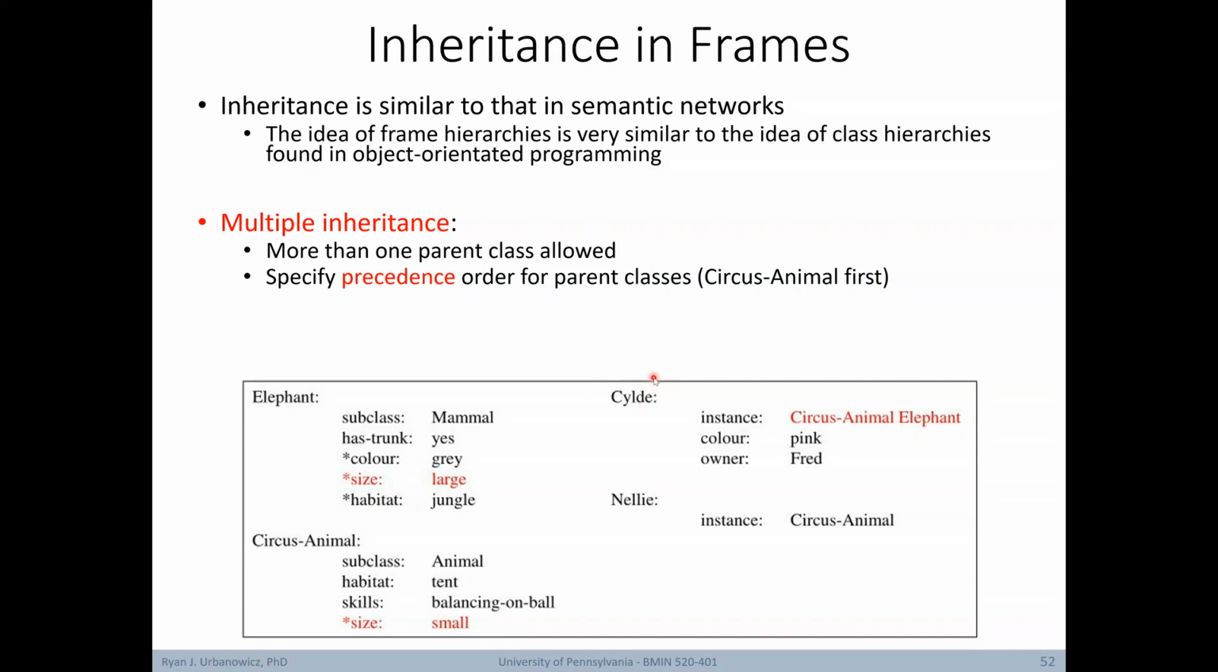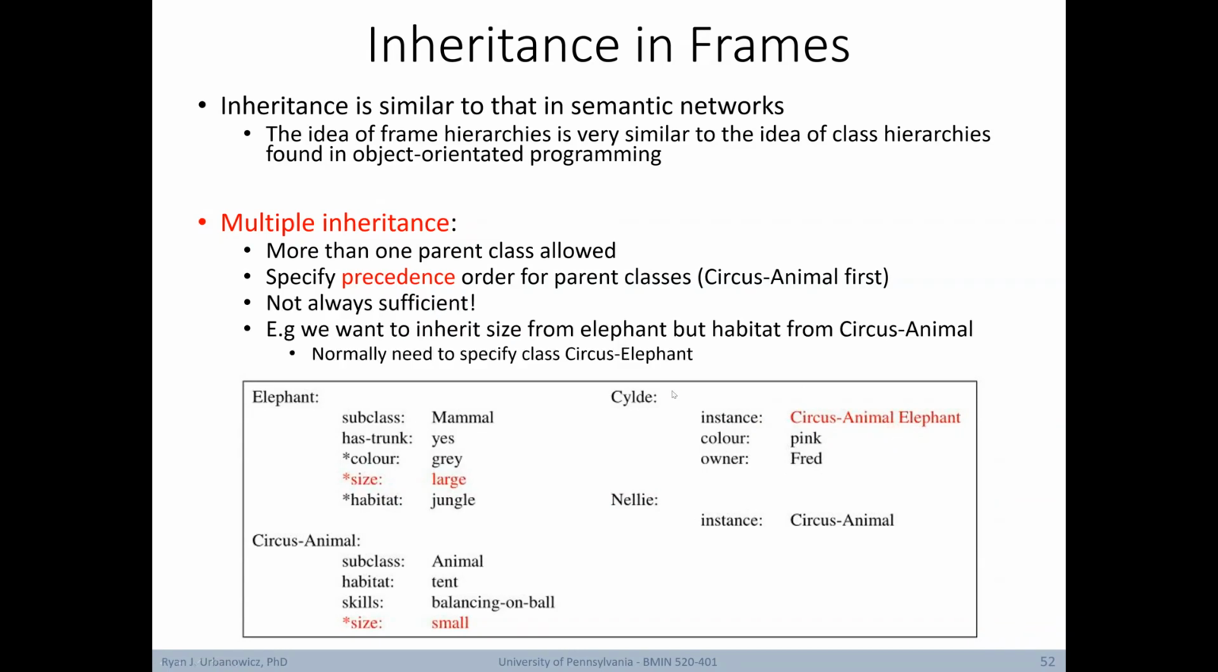For example, Clyde is both an instance of a circus animal and an elephant, represented by these frames on the left. Here we have multiple inheritance of size, leading to a conflict in value between large and small. So within Clyde, we might need to specify the precedence order to disambiguate how we decide on size. However, this is not always sufficient. For example, in the situation of Clyde, imagine we want to inherit the size from elephant, but the habitat from circus animal. One way to achieve this is to specify a class in a frame called circus elephant and just define it there.